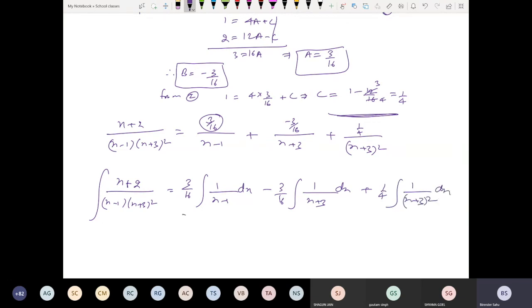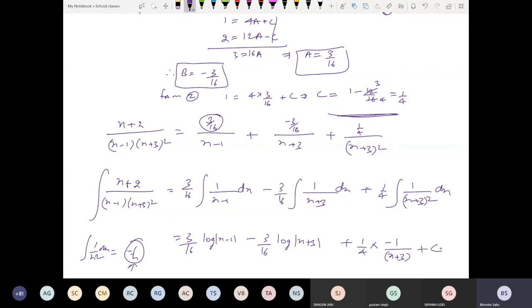See, now every integral is easily integrable, isn't it? The answer will be log of mod of x minus 1 divided by 1, minus 3 by 16 log of mod of x plus 1. Okay, see what we can do here. Integration of 1 by x square is nothing but minus 1 by x. Why? Because derivative of 1 by x is minus 1 by x square. So it will be nothing but minus 1 over x. But instead of x, we have to write x plus 3, so divided by derivative of x plus 3, which is nothing but 1, plus c.